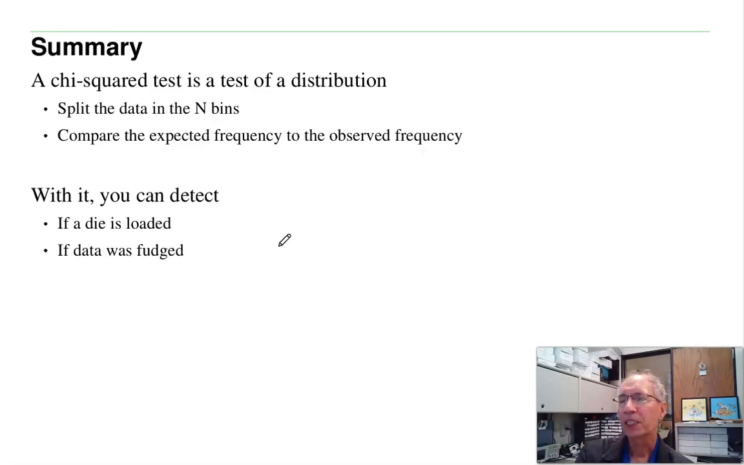With a chi-squared test, I can do things like detect whether a die is loaded, detect whether data is fudged, or see if the data is consistent with an assumed distribution. That's a chi-squared test. And that's lecture number 29 for ECE 341. The next lecture, we'll go through a bunch of examples of a chi-square test.